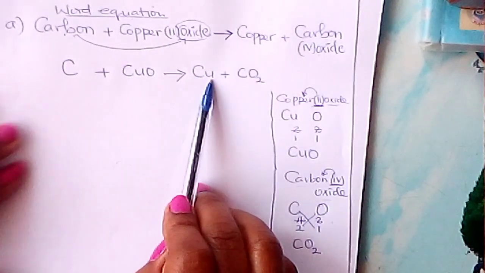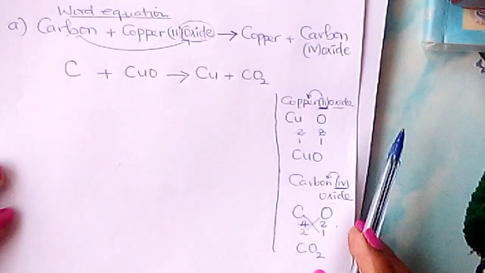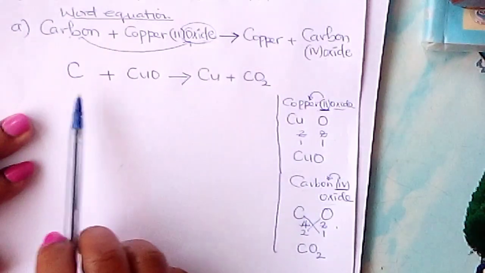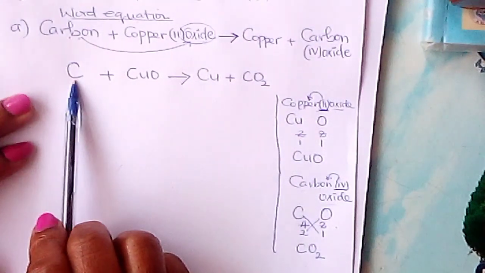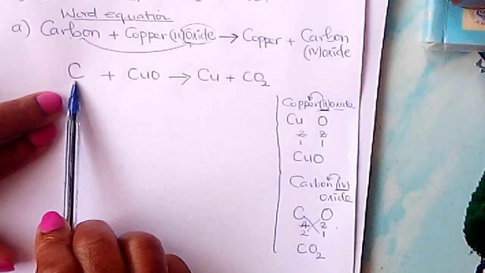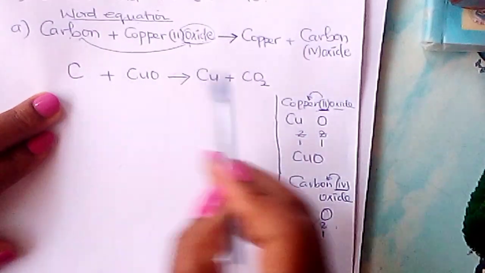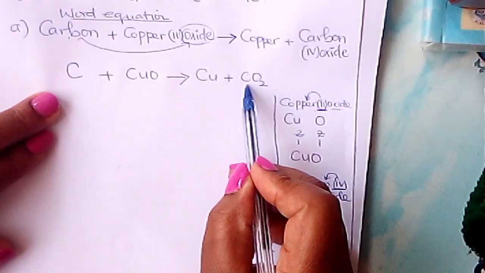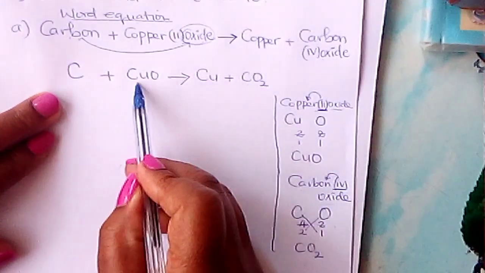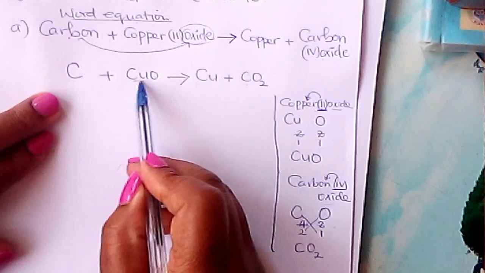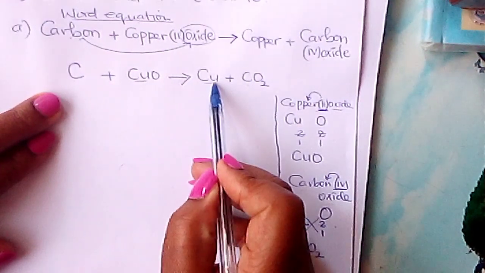We see it is reduced to copper. From here, Lana, all you need to know is now to balance. Check on the balancing of the atoms. You have one carbon here, look at it, Lana. One carbon atom, one carbon atom there. Those ones are balanced. One copper, one copper.